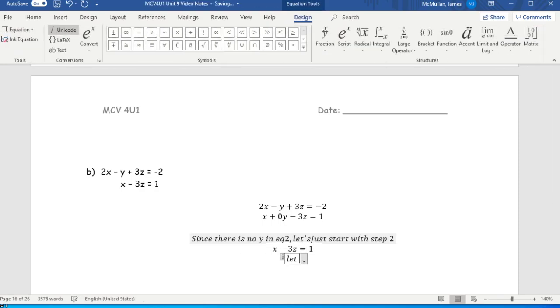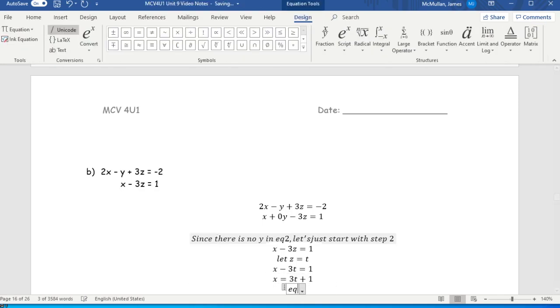So you say let, I always mix up which one will be easier. So let z equal t. Then x minus, I guess it's easier to make x equal t. No, I always do this wrong. Okay, let z equal t. So x minus 3t equals 1. So x equals 3t plus 1.